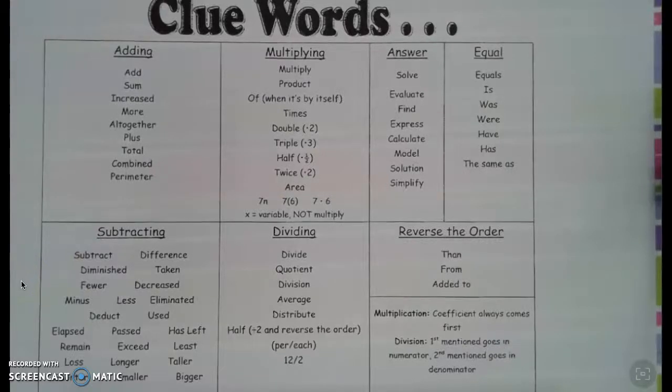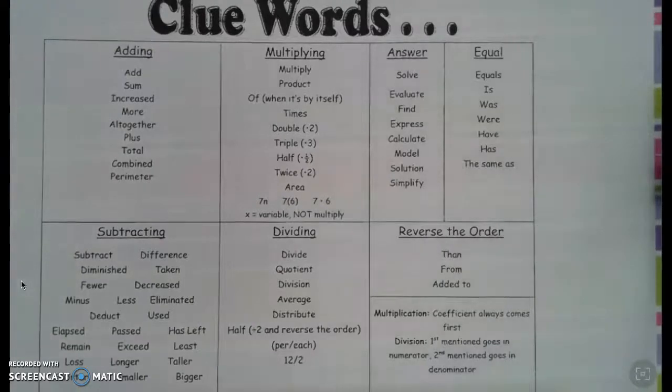All right, my 7th graders, we've been solving equations for a while, and now we're going to have to take word statements and turn them into equations or expressions. Remember, expressions is when you don't have an equal sign. Equations is when you have an equal sign. So we've got clue words we've got to look at today.